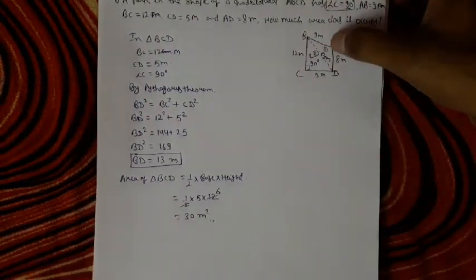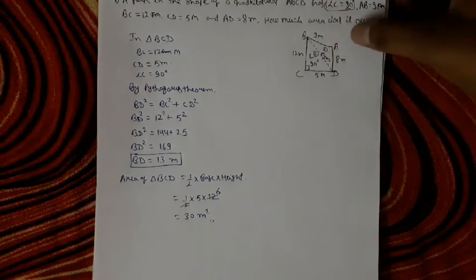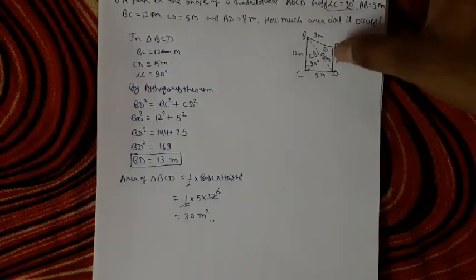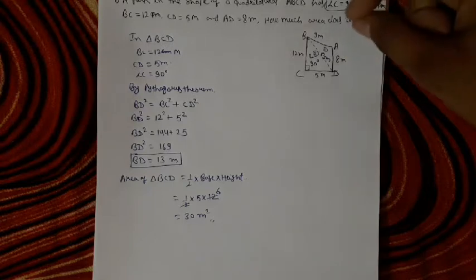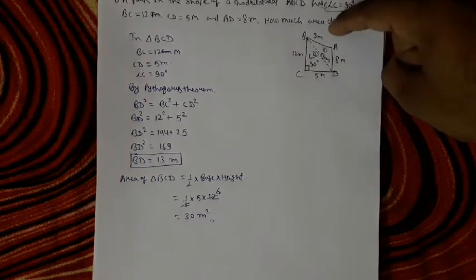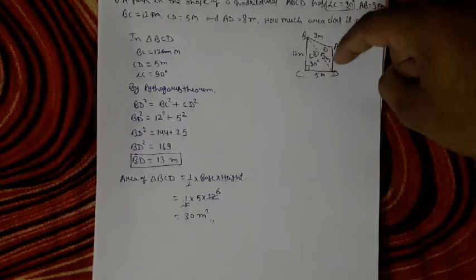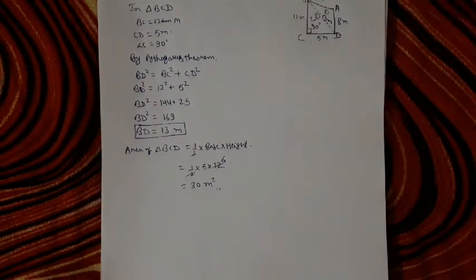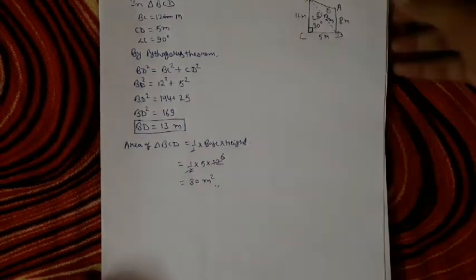Okay, but in the first triangle, first part, we can't use any special triangle formula because it is a scalene triangle. All three sides are different. First one 8, second one 9, and third side we have what? 13 meter. So that's why we have to use the scalene triangle formula. For that we'll use Heron's formula.